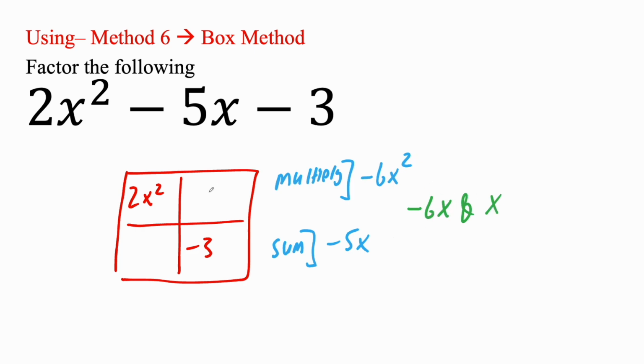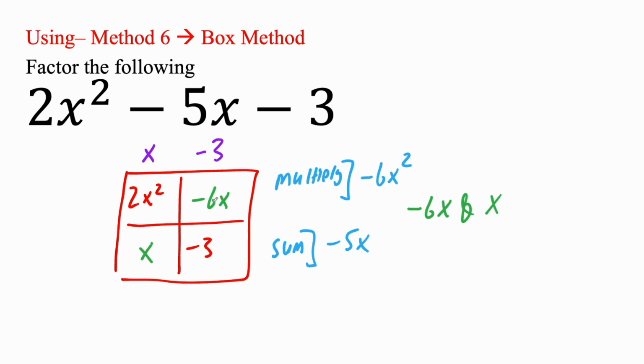At this point, it's a preference thing. We can put -6x here, or we can put x. I'm going to go ahead and put -6x, and here I'm going to put x. Now we have to get the greatest common factor between -6x and -3. That's going to be 3. Because the box directly below is negative, we put -3. Likewise, for 2x squared and x, the greatest common factor would be x, because they just have an x in common.